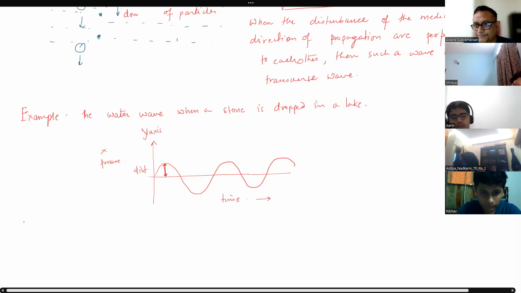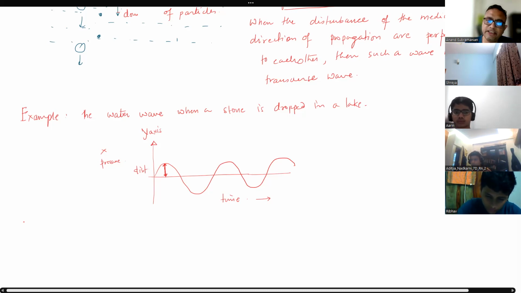Are you following this, guys? Here we are actually measuring the distance that the water particles move up and when they move down. So this is in the y-axis. We are not measuring pressure or anything. We are actually measuring the physical movement of the particles as they vibrate up and down.